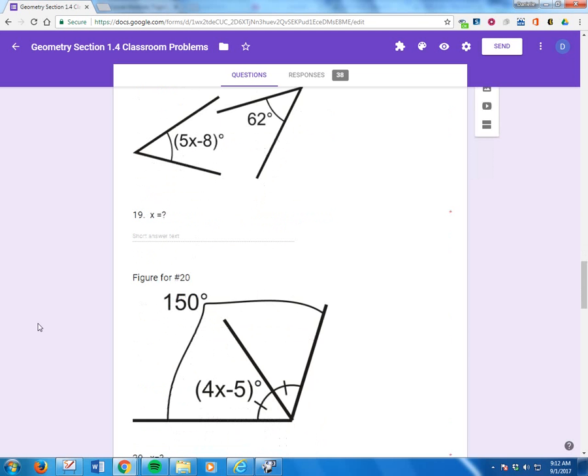Okay, here these two angles are shown to be congruent. So I can just set those two equal to each other. 5x minus 8 equals 62, sorry.